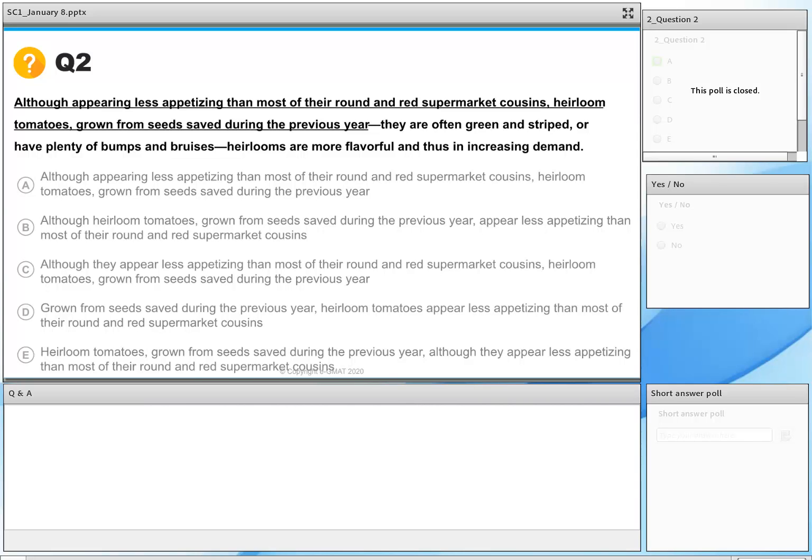ending the poll. All right, I'm going to reopen this yes/no poll. Tell me, how was this? Did you guys try to use this meaning-based approach? And did you feel more confident?